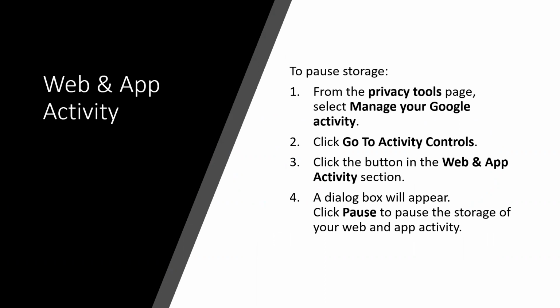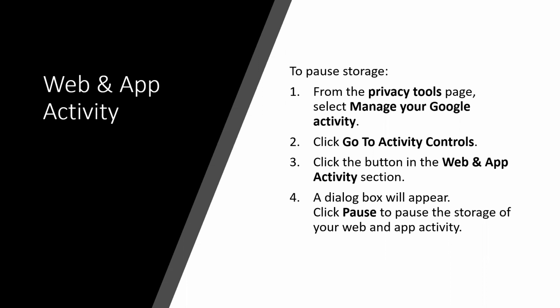So by default, Google stores a history of web searches you perform, websites you visit, and the apps you use that are part of Google's ecosystem. And it uses this data to provide better search results and recommendations. However, if you would prefer that Google not record this information or not record certain types of information, you can pause the storage of your web and app activity.